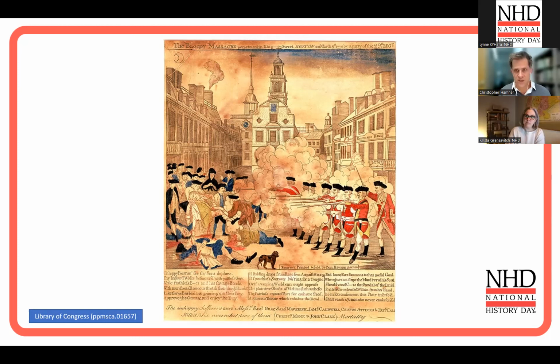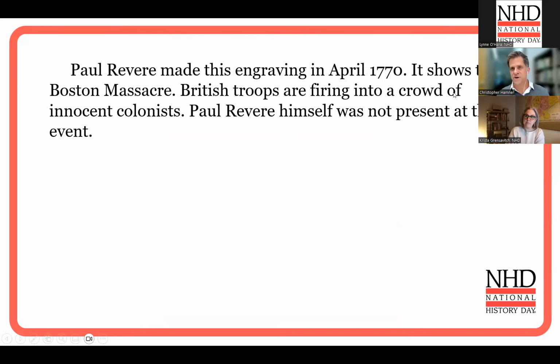So let's take a look at what that might look like, again, using a great Library of Congress source, Paul Revere's engraving of the Boston Massacre. This is very much like what I think you could expect out of a 7th grader. Here's an early draft of the introduction. Paul Revere made this engraving in April 1770. It shows the Boston Massacre. British troops are firing into a crowd of innocent colonists. Paul Revere himself was not present at the event.